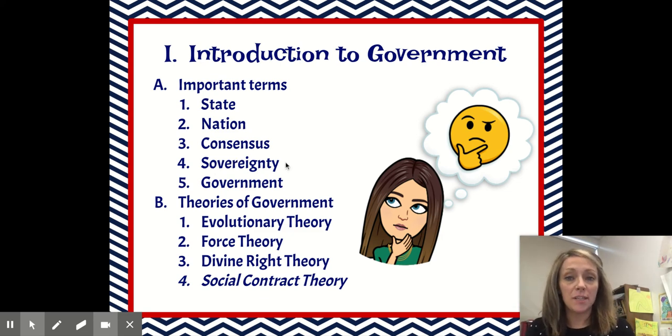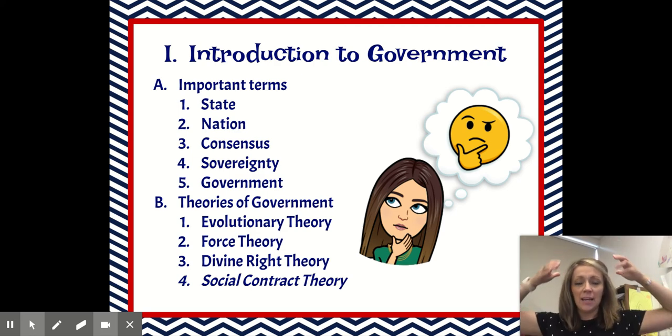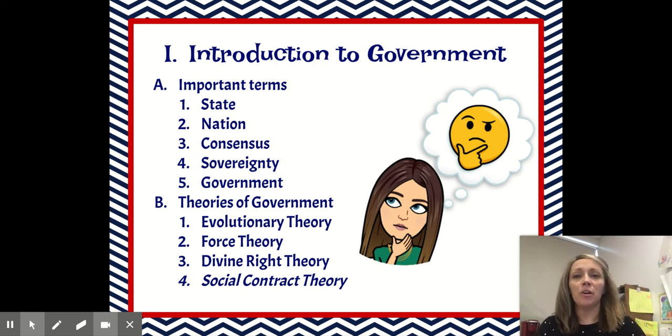Sovereignty is another term. Whenever I think about sovereignty, I think of a sovereign ruler, like someone who's wearing a crown, okay? So sovereignty refers to having authority within your boundaries, okay? So I am sovereign in my classroom. I am the sovereign leader, kind of, sort of, okay?